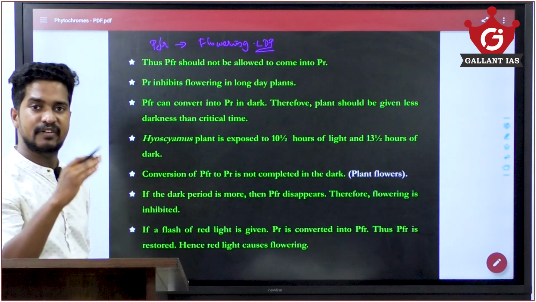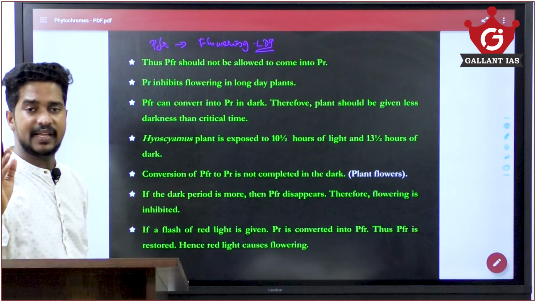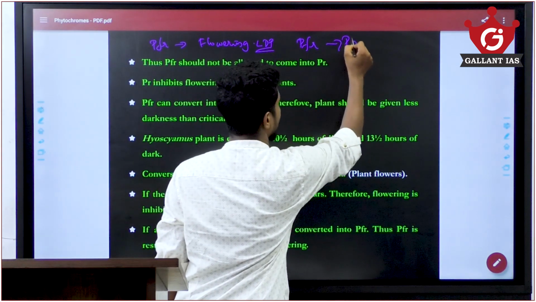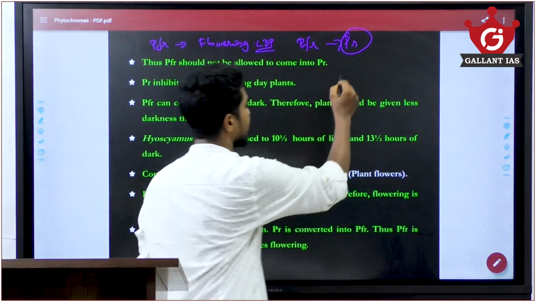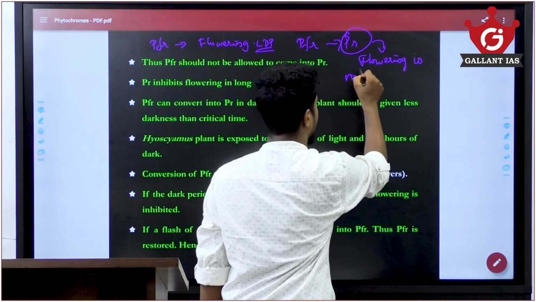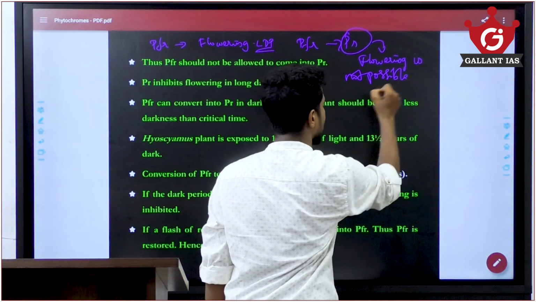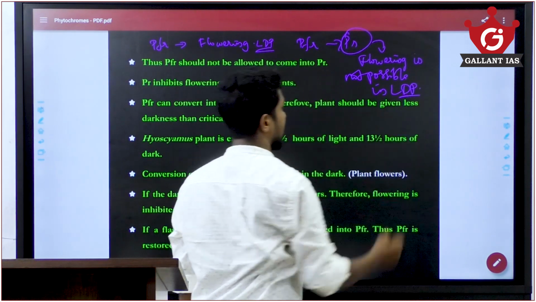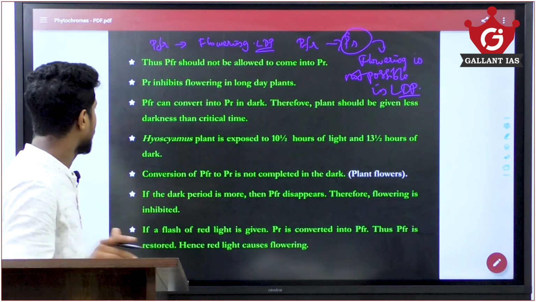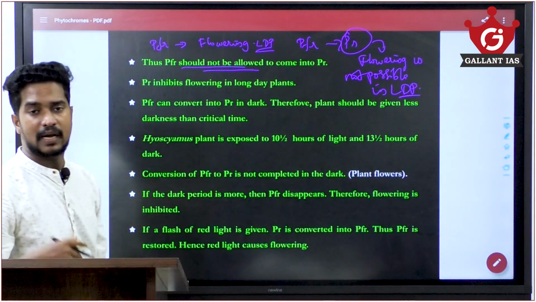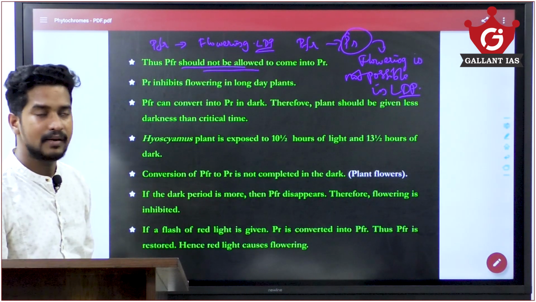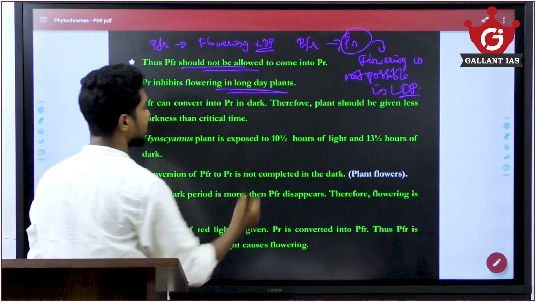So what happens if the PFR is converted to PR? Flowering is not possible in long day plants. If PFR has been converted back to PR, flowering is not possible in long day plants. So PFR should not be allowed to convert into PR. If PFR has been converted to PR, it inhibits flowering in long day plants. PR inhibits flowering in long day plants.